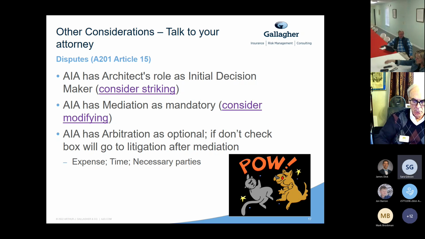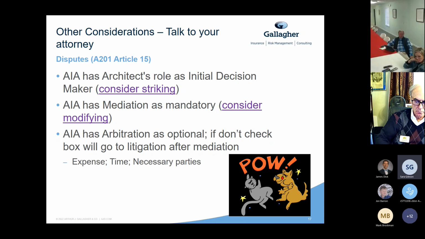And what I wanted to mention is that some of the AIA agreements for architects have the architect's role as being the initial decision maker. And what that means is that they're the person identified in the agreement to render initial decisions on claims. So you may have just contractually given them the right to choose who the defense counsel is, how claims are handled, and if an early settlement offer is going to be made. That's something you may want to consider striking. You may want that in your power, or you may want to leave that to the insurance carriers.